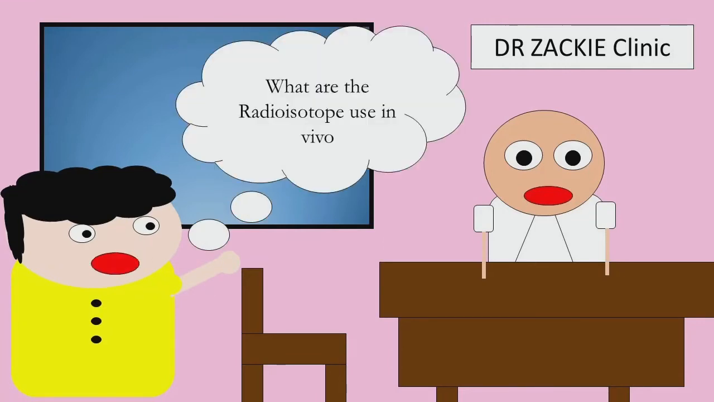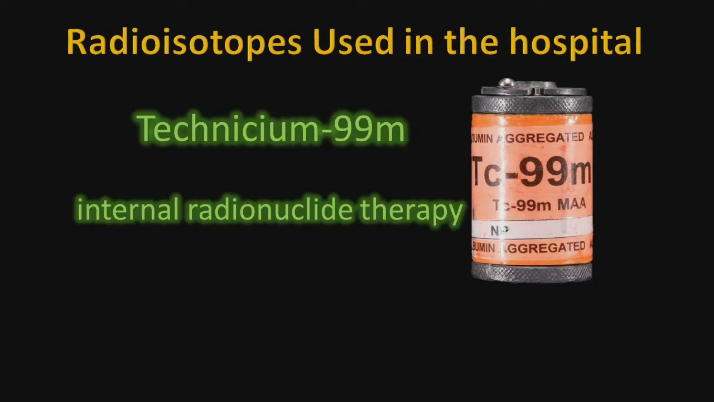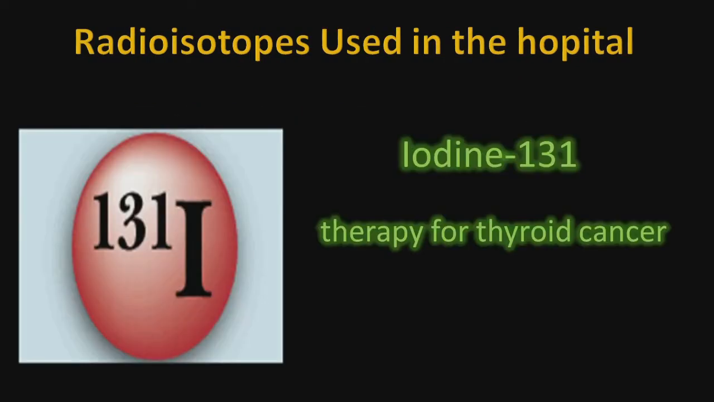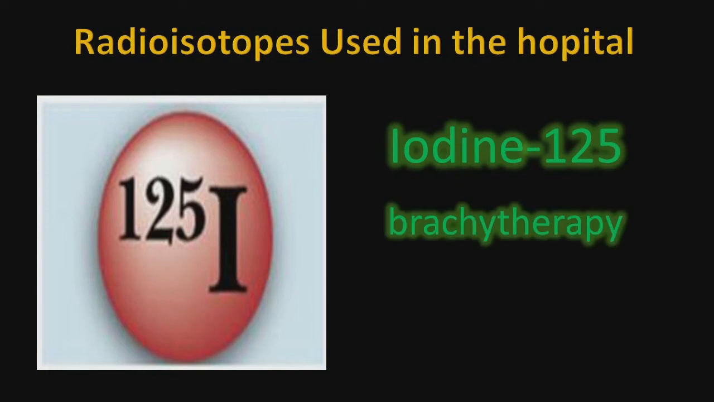What are the radioisotopes used in vivo? Well, some of the radioisotopes used in vivo are xenon-133, technetium-99m, iodine-131, and iodine-125.